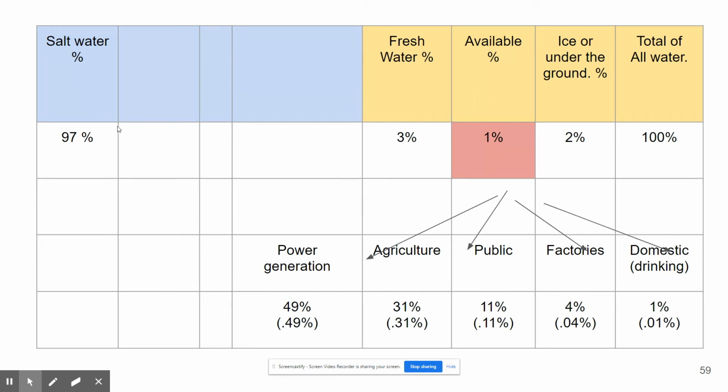Please write down some of these numbers. You don't have to write the exact table, or you could copy this table. But we will be talking more about this.